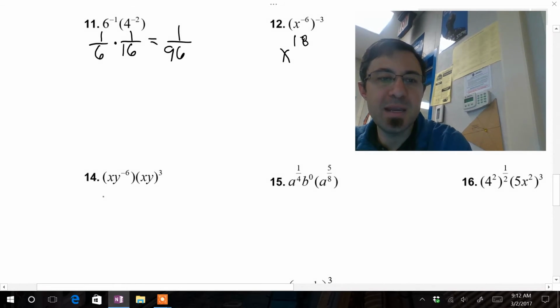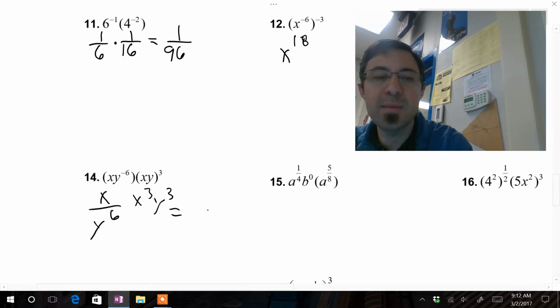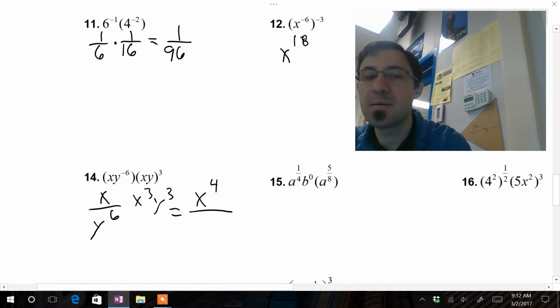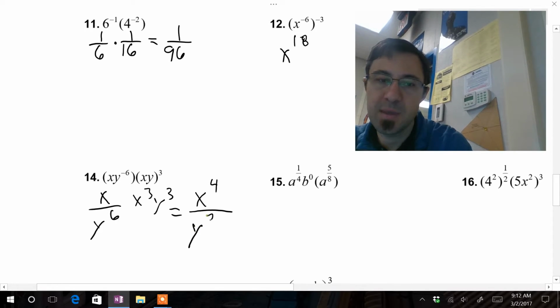Okay, 14. X, y to the negative 6 becomes x over y to the 6th. Then I got x cubed, y cubed. So how many x's am I going to end up with on top? 4 on top. And then the y's are going to end up where? Bottom, how many? Yep. X to the 4th over y to the 3rd.